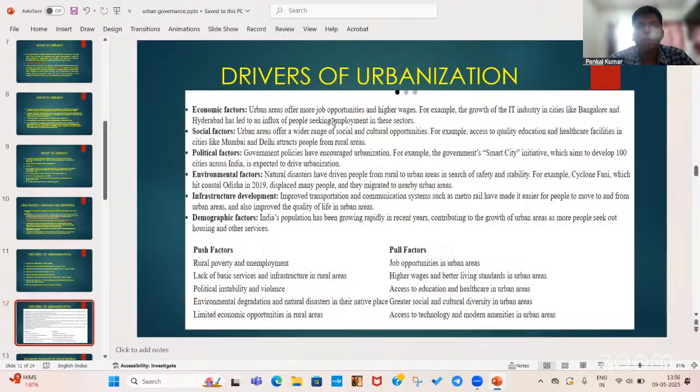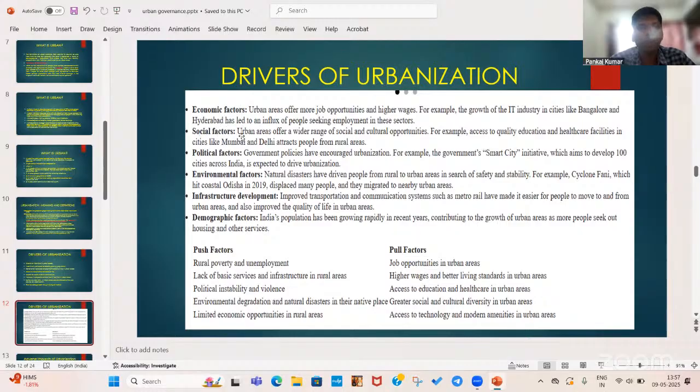Okay. So these drivers of urbanization can be better organized in such a way: economic factors, social factors, political factors, environmental factors, infrastructure development, demographic factors. Now I'll quickly go into the explanation part. What are the economic factors which drive urbanization? Urban areas offer more job opportunities and higher wages. For example, the growth of the IT industry in cities like Bangalore and Hyderabad has led to an influx of people seeking employment in this sector. So, economic factor, hope this is clear.